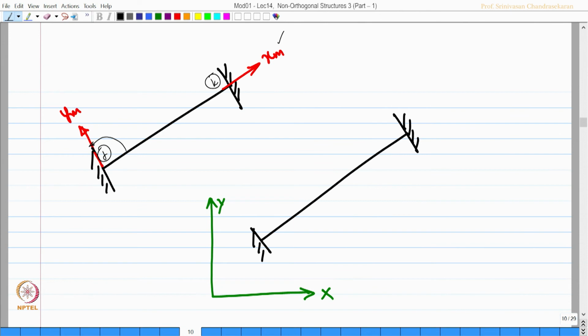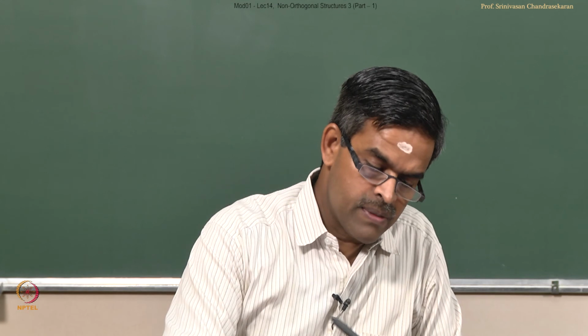Okay. So, I want to mark the degrees of freedom. Let us say this is going to be my M P. This is my M Q, that is the moments. This is my V R, this is my V S and this is going to be my H T and this is my H H. Please note the degrees of freedom in x m y m axis are marked parallel and normal to this axis.